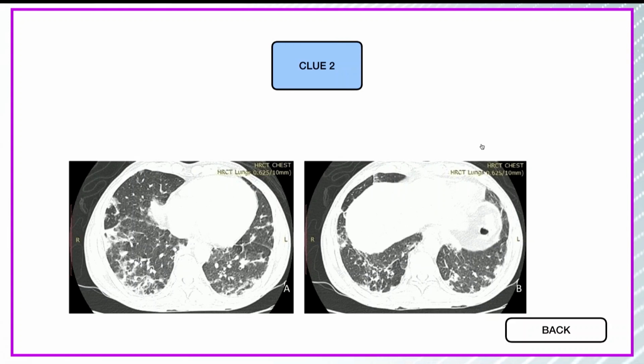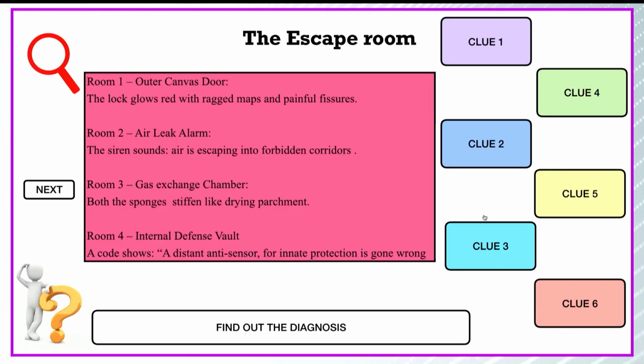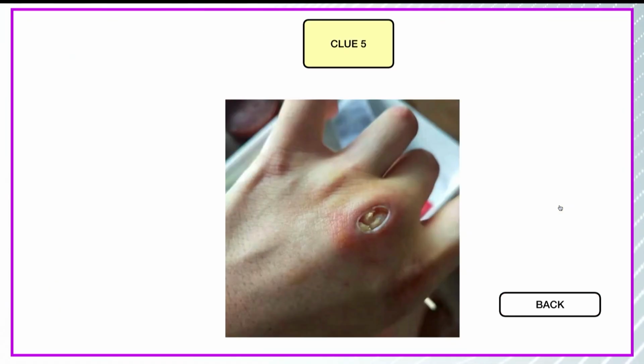The anti-synthetase. That is the wrong answer, so unfortunately we can't let you proceed. So we'll just open up the remaining clues also. So 5. What is this? Any idea? What is this? Calcinosis cutis. Anybody else? Any other teams can randomly just answer.